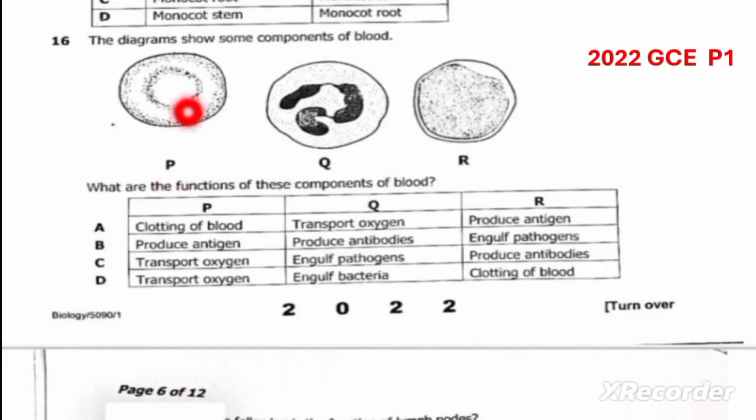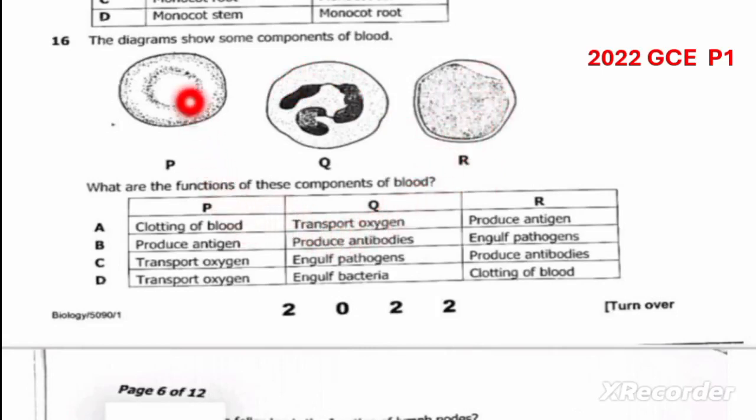So P is representing red blood cell. Q is representing white blood cell. R also is representing white blood cell. So these two are examples of white blood cells. Okay, so this one is a phagocyte because of the lobed nucleus. Then this one is a lymphocyte because of the large nucleus.